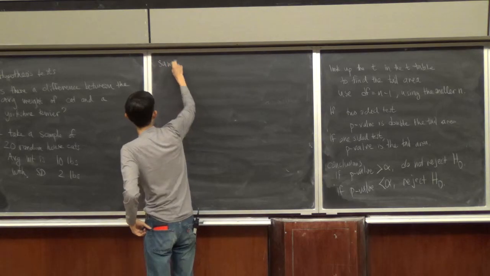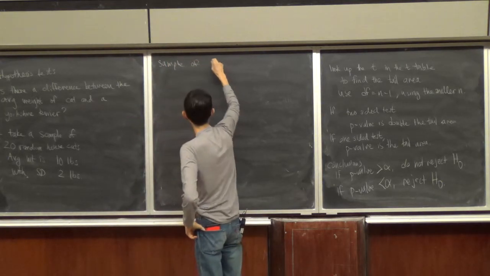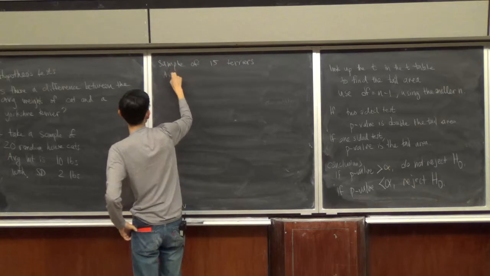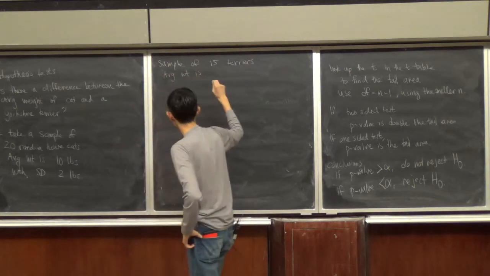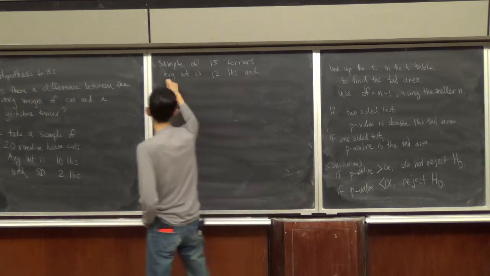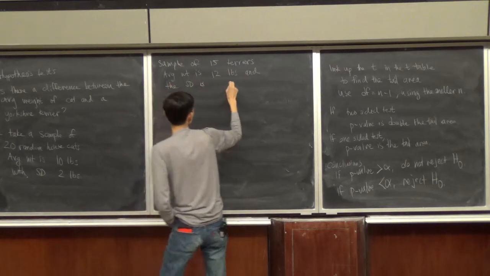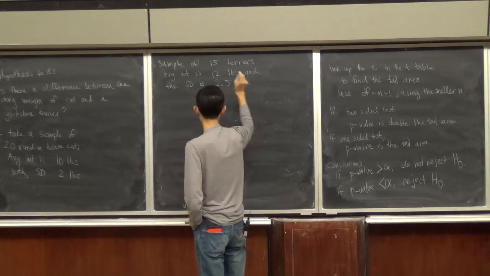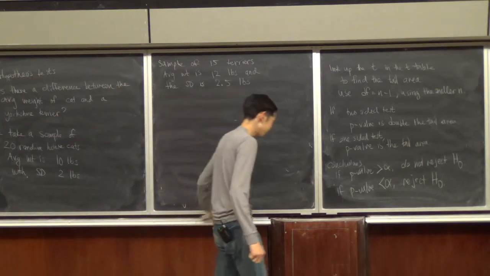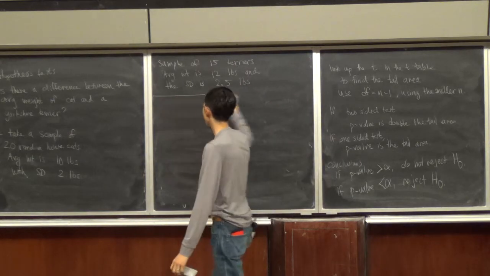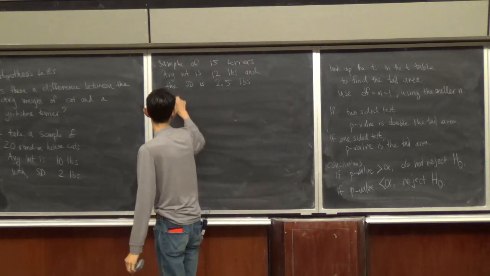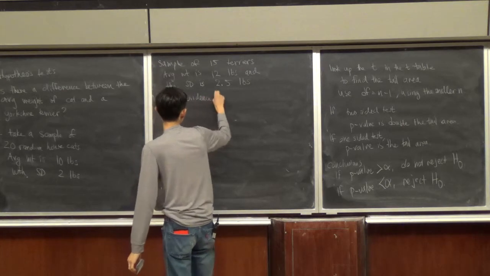All right. Sample: let's say 15 terriers. And we'll say the average weight is, I don't know, 12 pounds, and the standard deviation is 2.5 pounds. I'm making these up. Okay, what are our hypotheses here? So we'll say, is this evidence that the average weights are different?